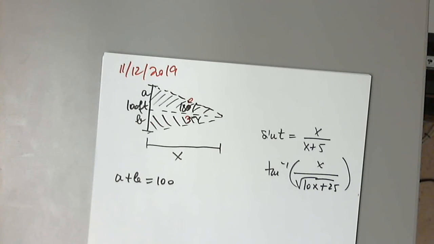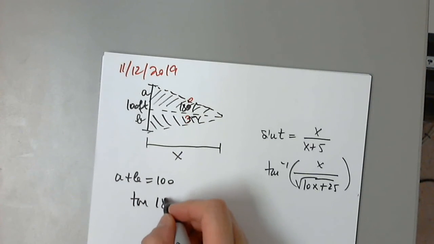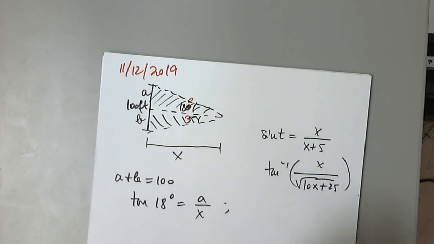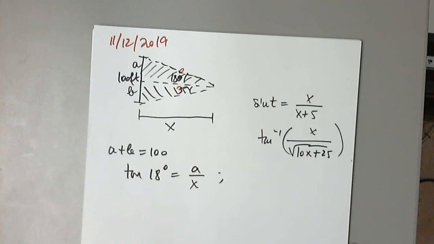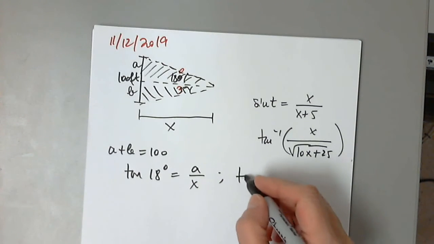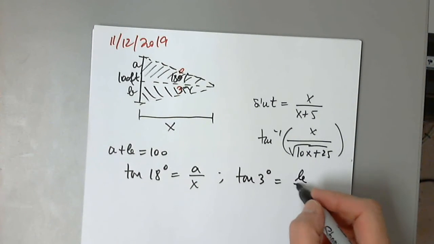Tangent. Say it again? Yeah, tangent. So you will write that tangent 18 degrees equals A over x. Excellent. Thank you. Tangent 18 degrees is A over x. The same thing for the second triangle, please. So tan 3 equals B over x.